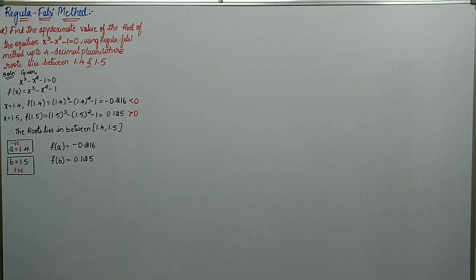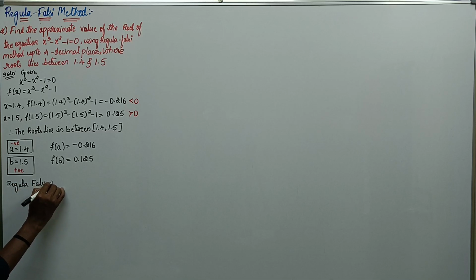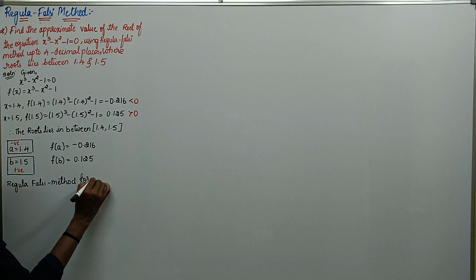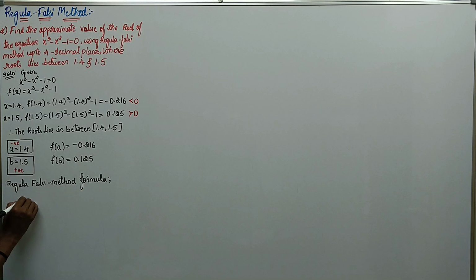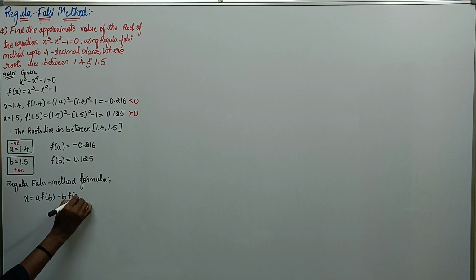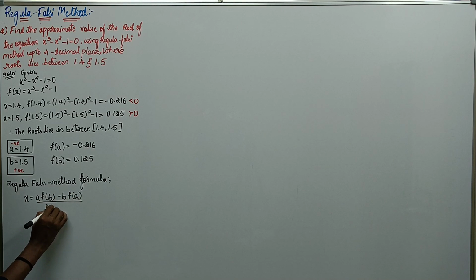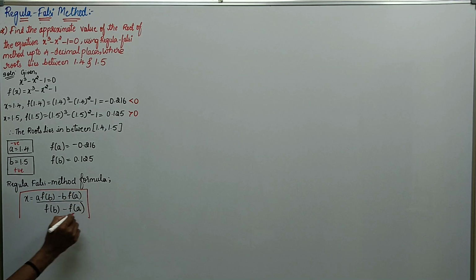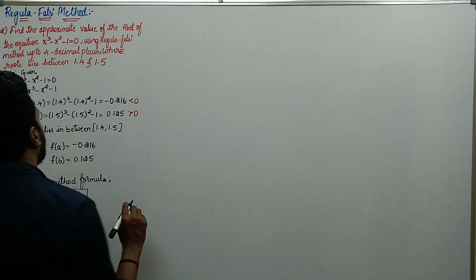Now by using the Regula-Falsi method, the formula is given by x equal to a into f of b minus b into f of a, whole divided by f of b minus f of a. This is the standard formula for the Regula-Falsi method. Considering this formula, we are going to find the approximate value of the given equation.